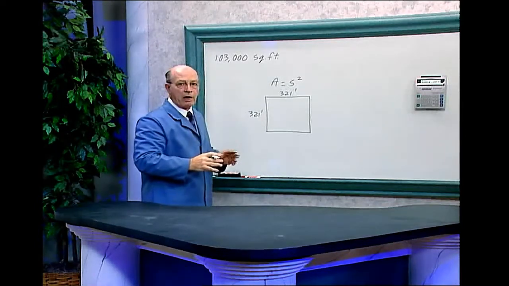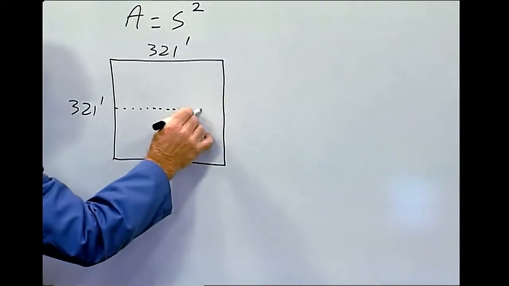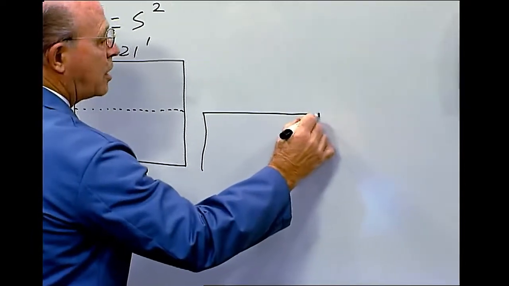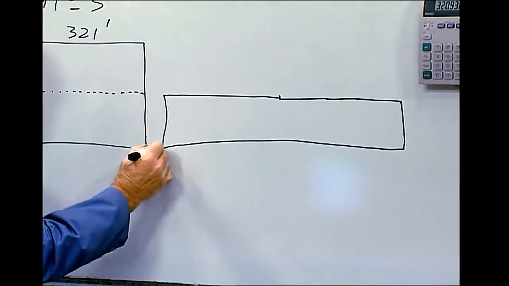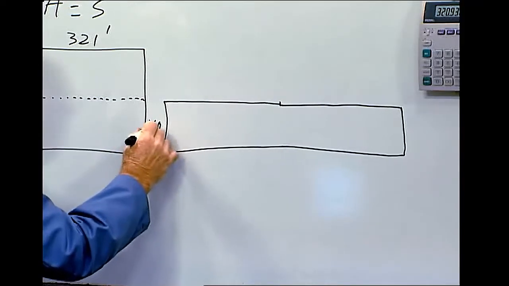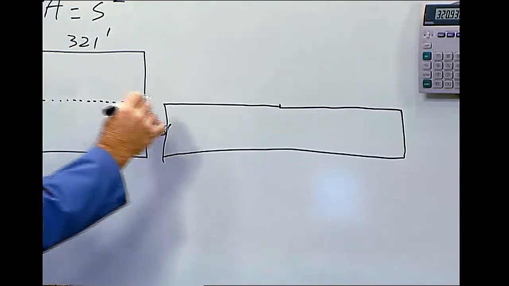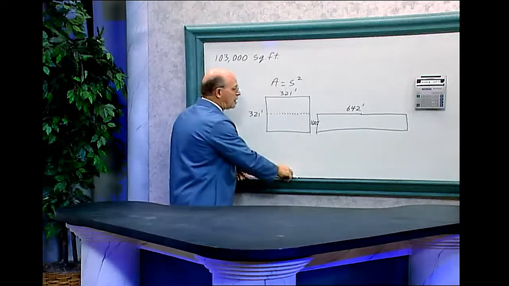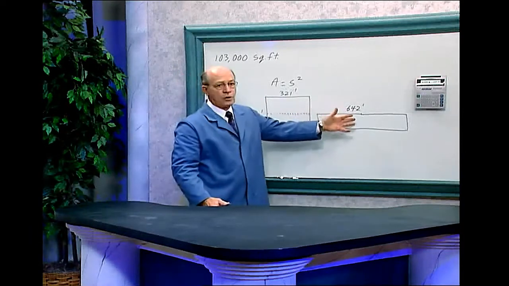Now we can make that building a rectangle. All we have to do then is divide this square in half. And now we can make the building twice as big. This is one half of the building. This is the other half. And now we have 1/2 of 321 is 160.5 feet. And 321 plus 321 is 642 feet. Now we get a little idea of a rectangular building. 160 feet approximately by 642 feet.